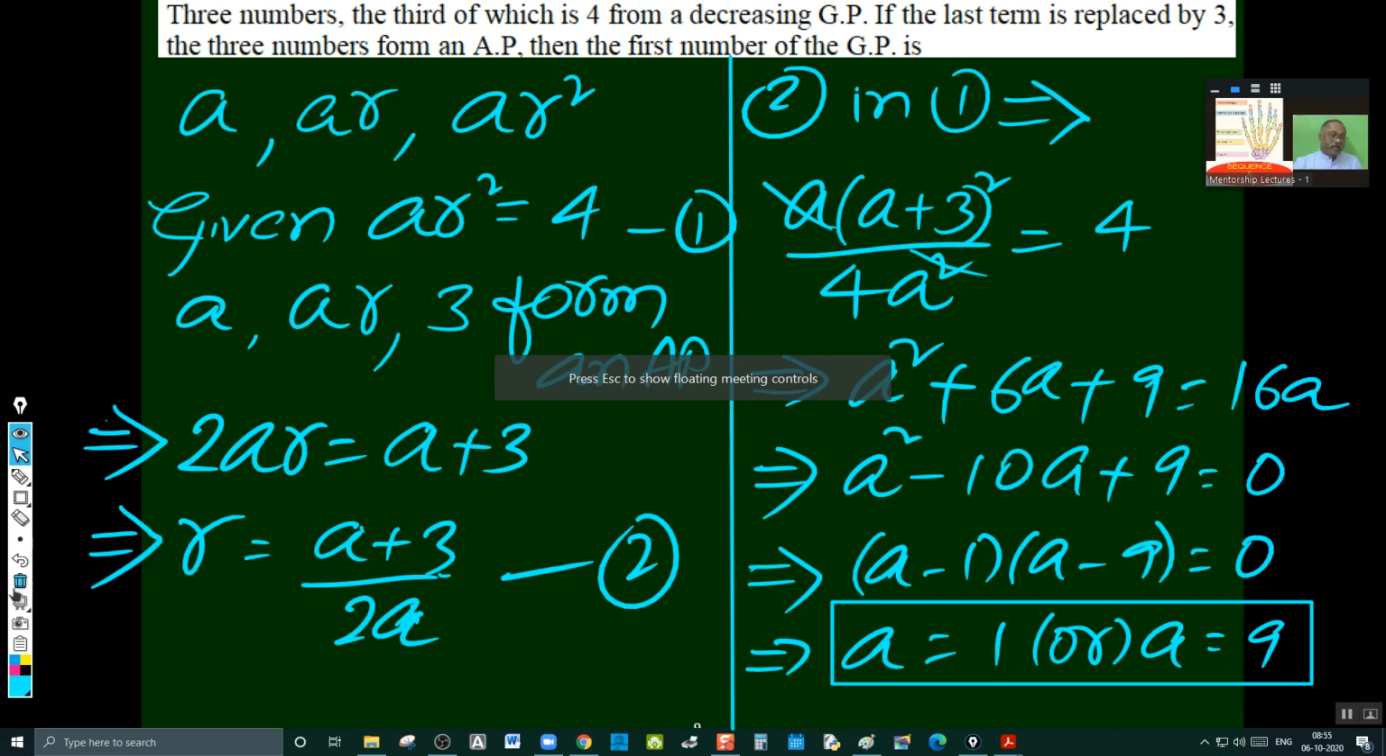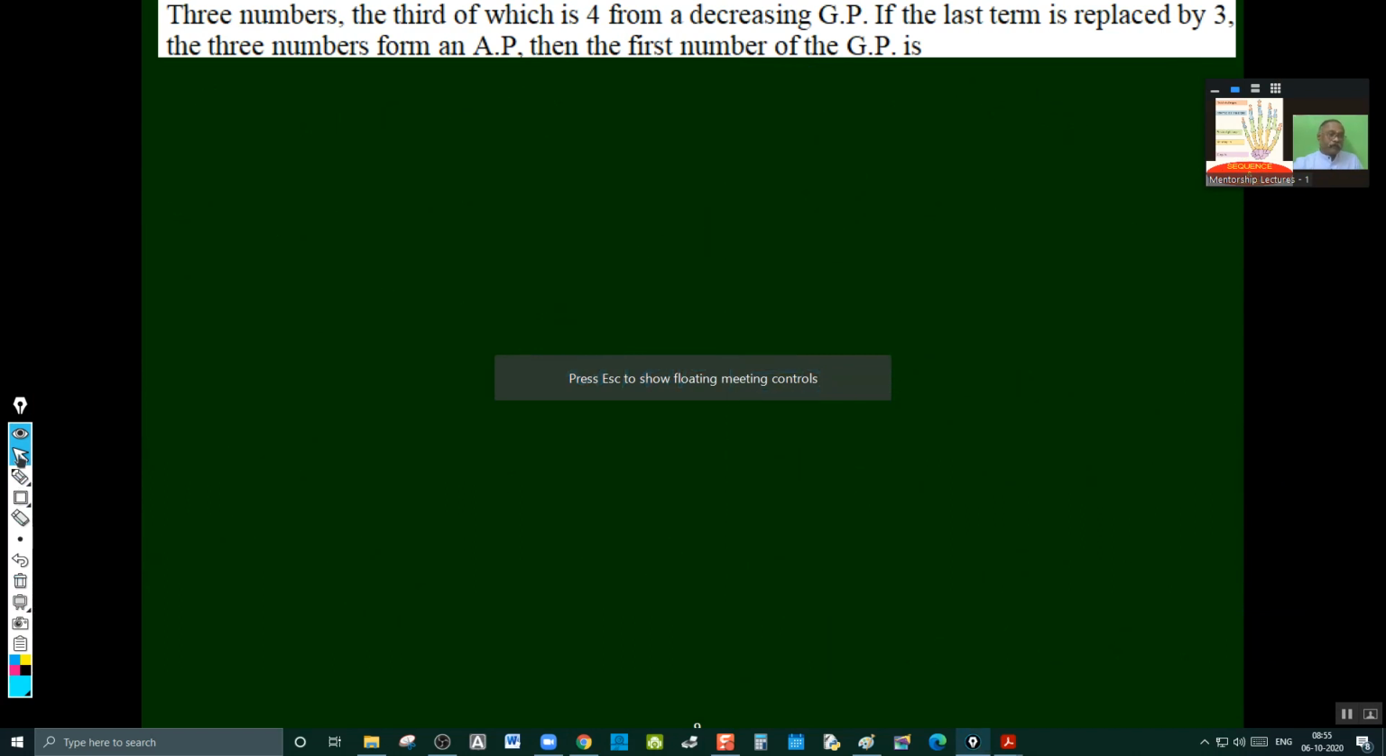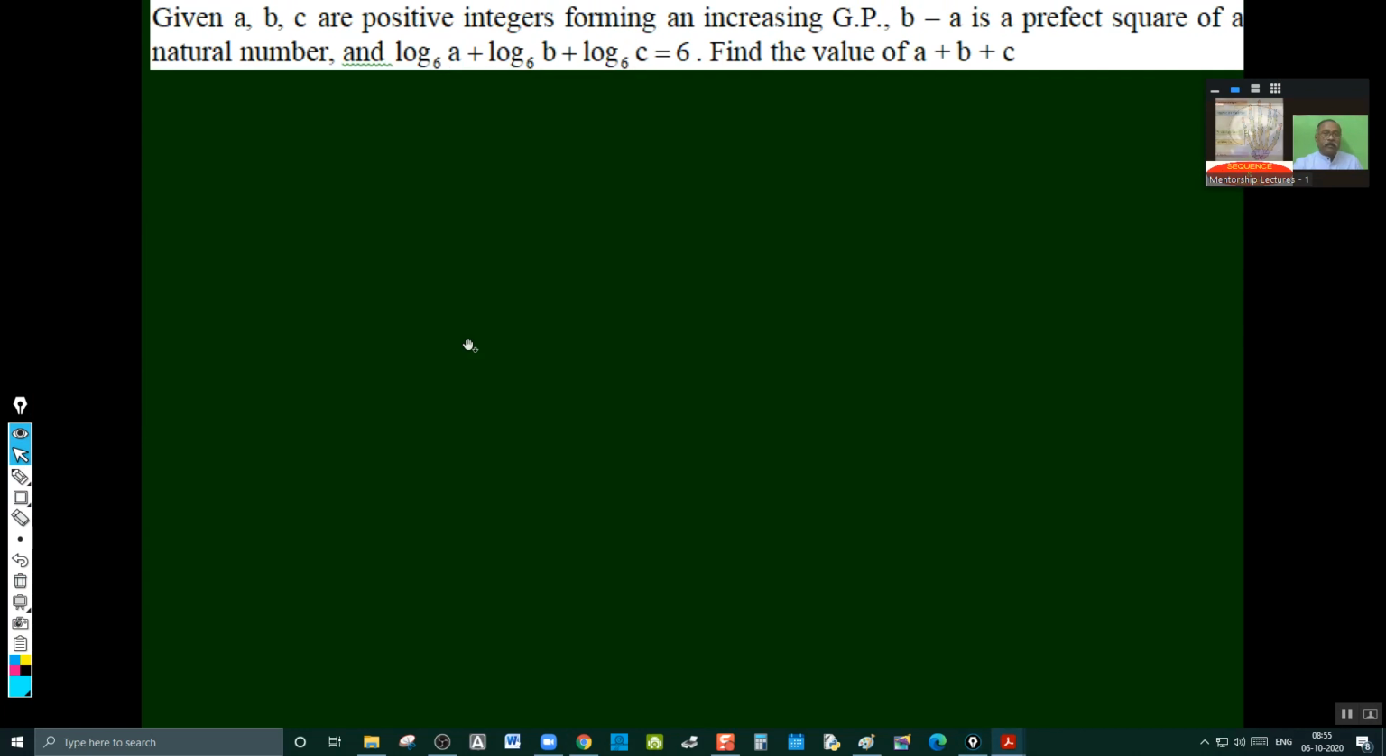Next one, please. Given A, B, C are positive integers forming an increasing GP, B minus A is a perfect square of a natural number, and log A to the base 6 plus log B to the base 6 plus log C to the base 6 is equal to 6. Find the value of A plus B plus C.